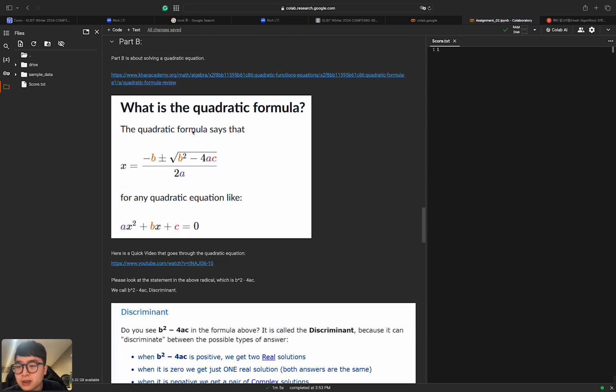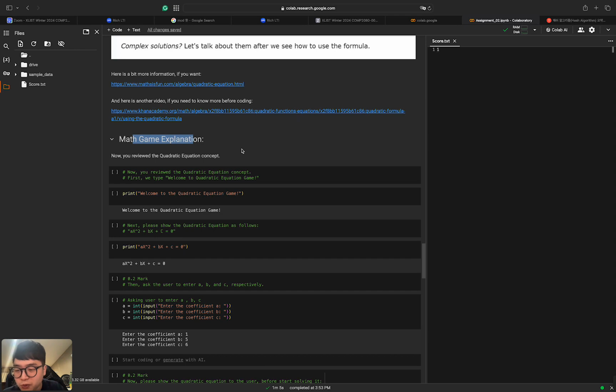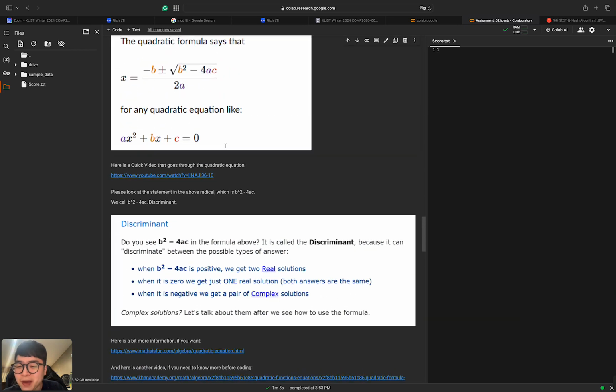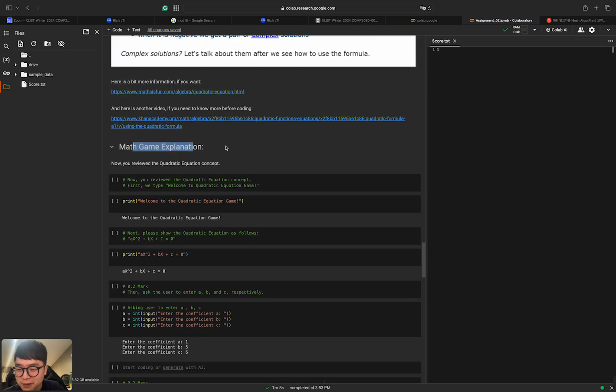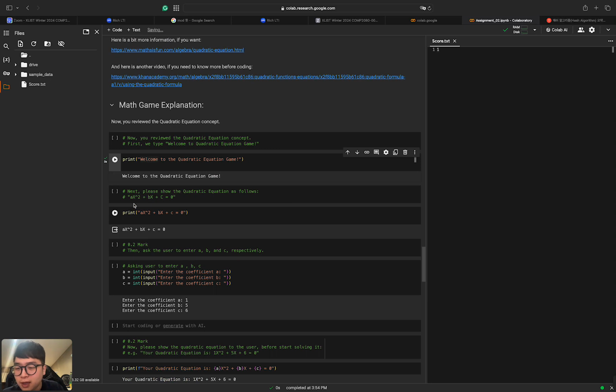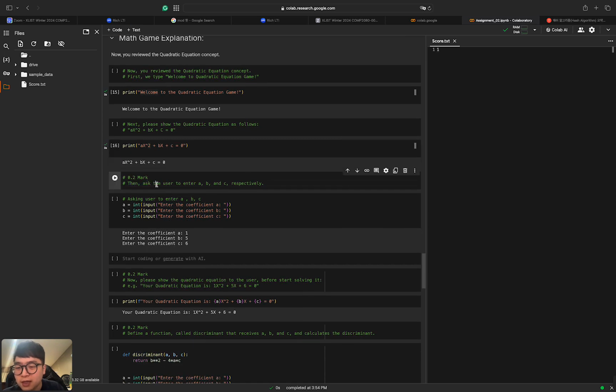So this one is where I have to use the quadratic formula. I did some research for this one because I'm so bad at math, but I got it. The first requirement is just to print welcome to the quadratic game. So I run it, and it writes down the quadratic formula as given, and then asks the user to enter A, B, and C as inputs.